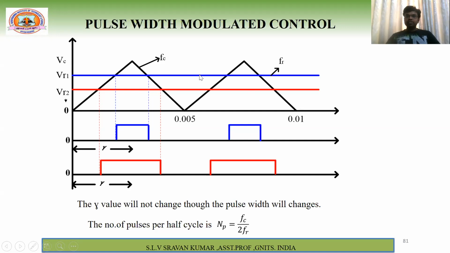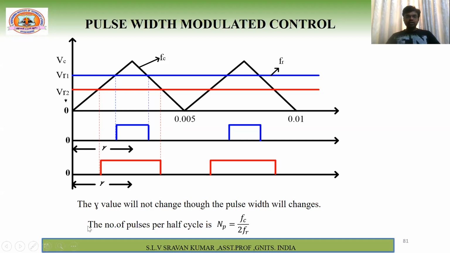reference frequency. Generally, your reference frequency, the fundamental frequency, is 50 hertz, right? The carrier frequency is different. That carrier frequency and reference frequency are different. To get 2 pulses per half cycle, this carrier frequency will be 200 hertz. Then only it is possible. Otherwise, it won't be possible. Understand what I am saying?